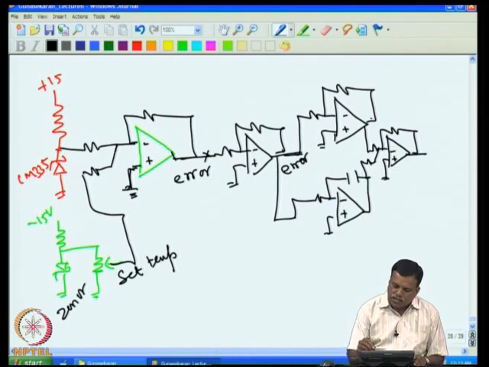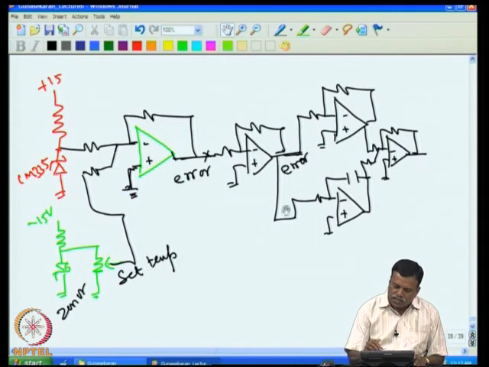So you will get addition of this voltage and this voltage at this point. So both are summed up, and the summed up voltage is available at this point. Essentially the error voltage is amplified, and the amplified voltage appears here.